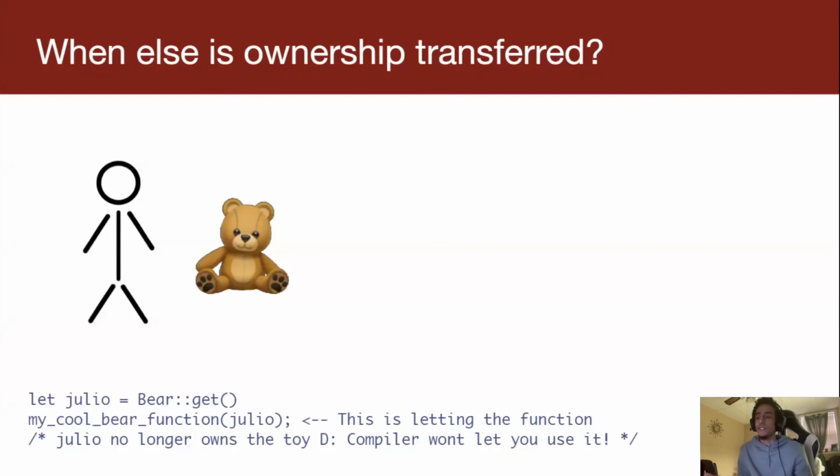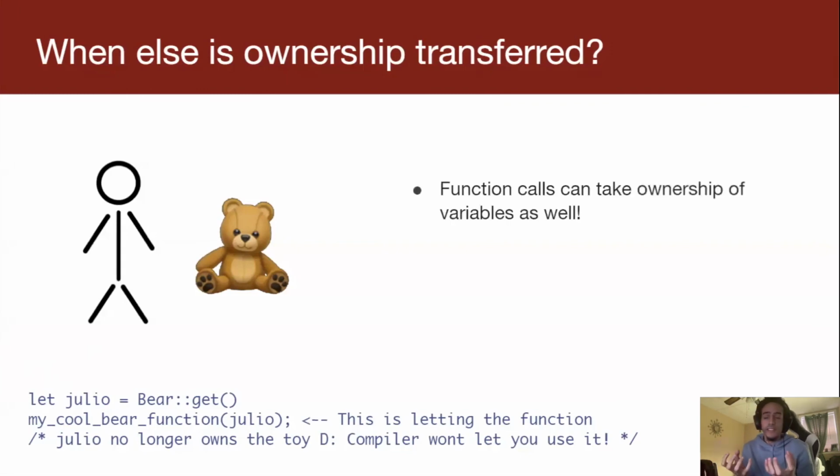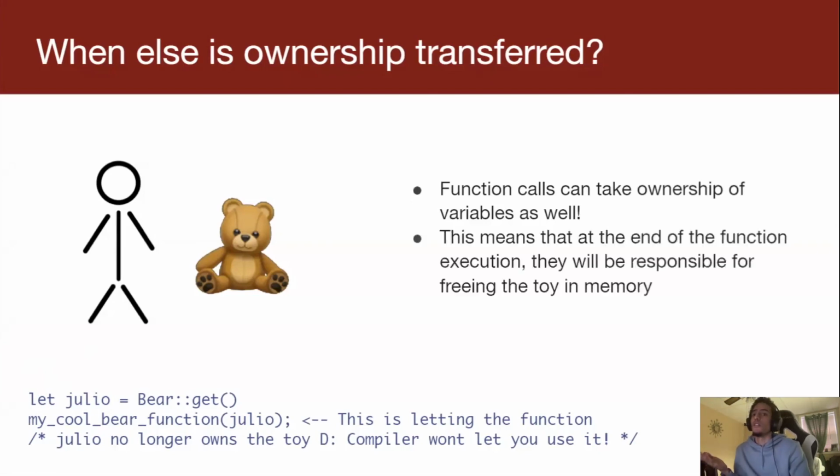It also happens for functions. So in this little code snippet, Julio has the bear and calls a function, my cool bear function, passing in Julio. And so in this case, you can imagine that the function is taking ownership of the bear. It has taken the bear from you in the same way that Ryan took the bear from me earlier, such that any attempt to do anything with Julio, like print or whatever else, also isn't going to work. But the benefit is that the freeing responsibility has now been delegated over to the function. So now the function needs to be the one to free that information, no longer this main piece of code.